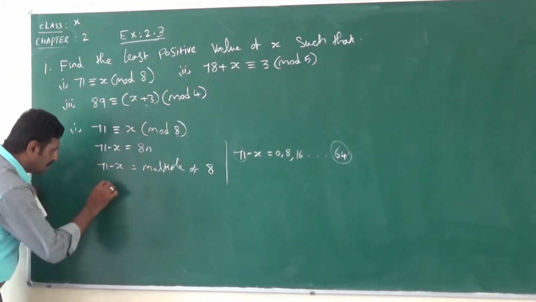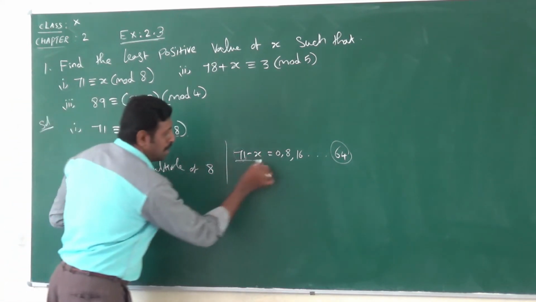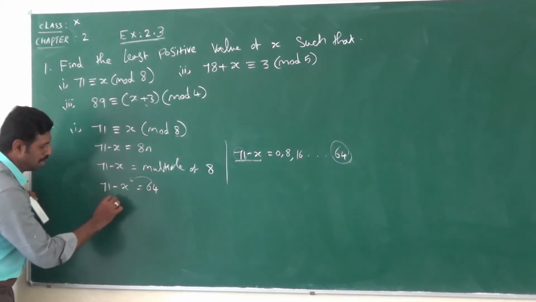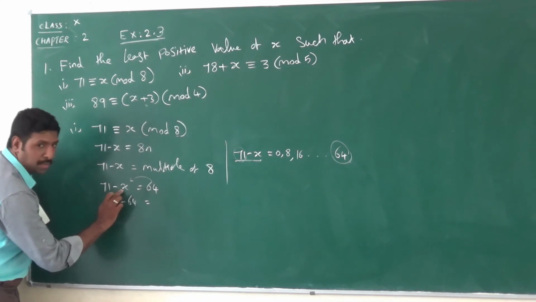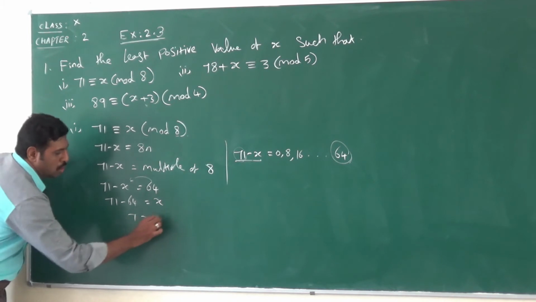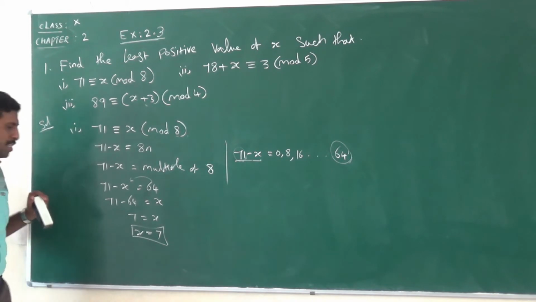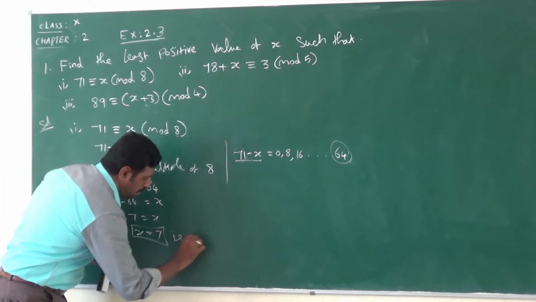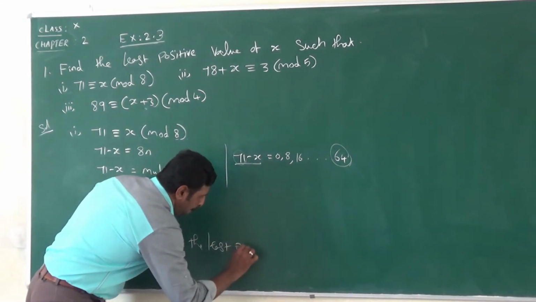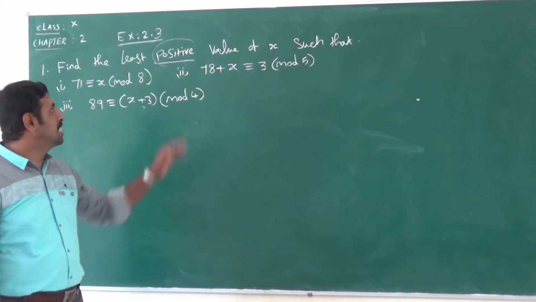So 71 minus x is equal to 64, right? We want to find the value of x, so I take the 64 to this side. 71 minus 64 is equal to, taking the minus x to the other side, we get plus x. When we subtract this, we get 7 is equal to x, that is, x is equal to 7. Here x is equal to 7 is the least positive value.